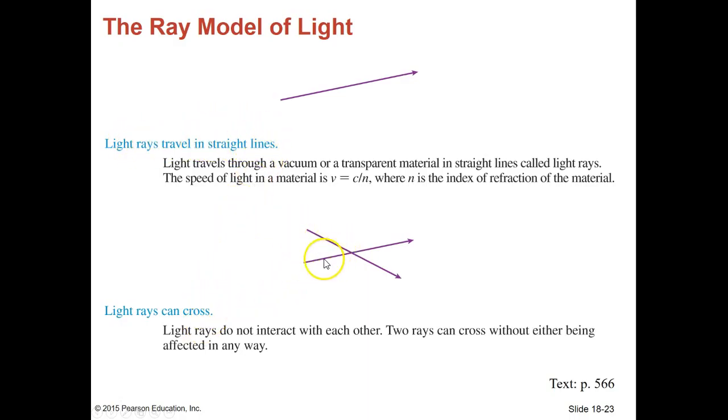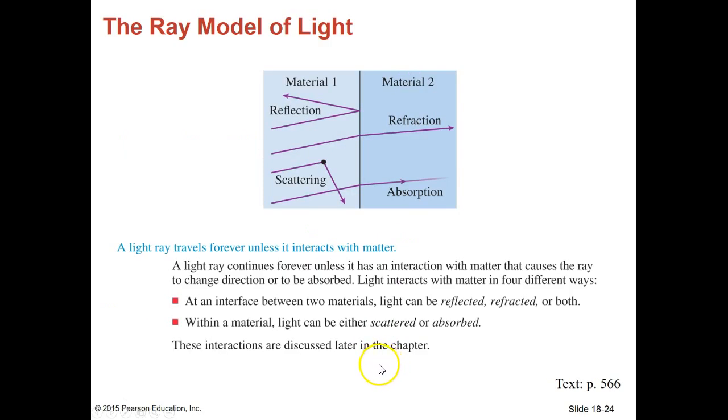Light rays can also cross, so they don't interact with each other. If you have two laser beams, you shine one and you shine another one, when they hit each other, they won't be affected in any way.